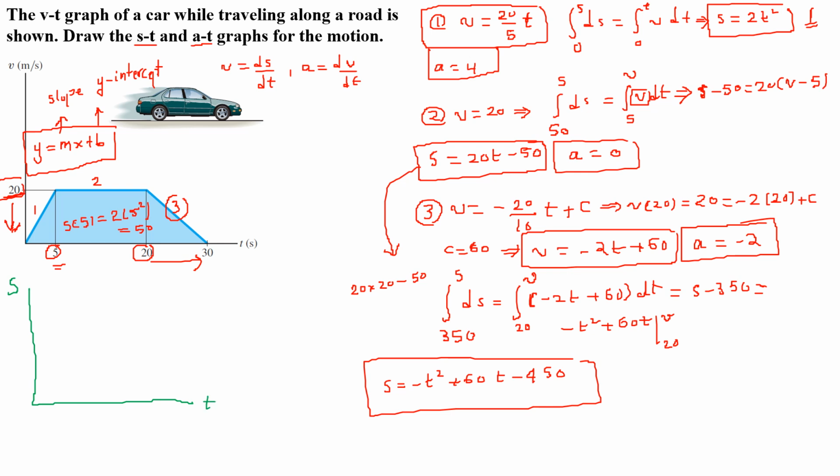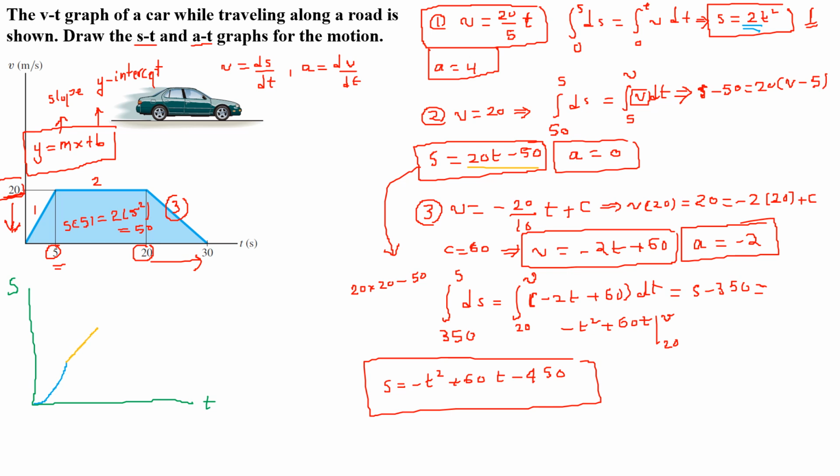The first segment here, what do we have? We have s to be 2t squared. So since the leading power here is positive, it's a quadratic function, so it will be concave up, something like this. Okay. Now for the second interval, I have a linear curve. So s is just 20t minus 50. So it is something like this.